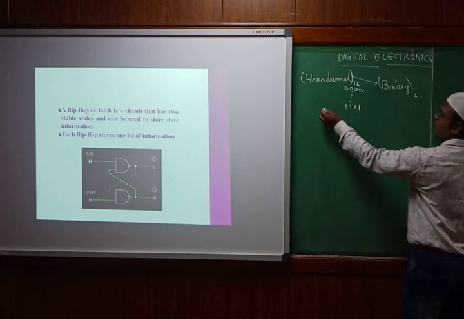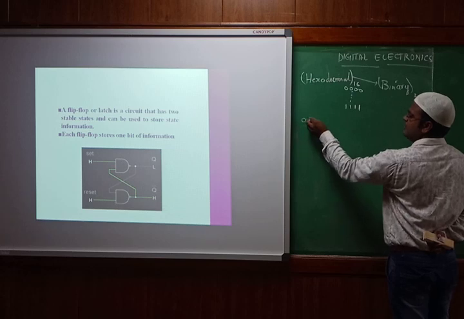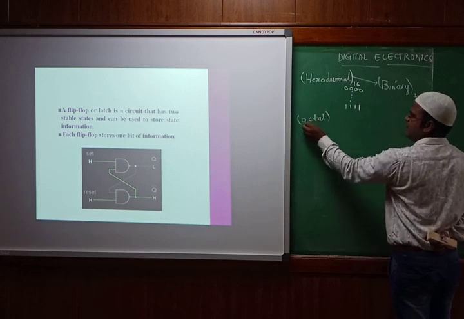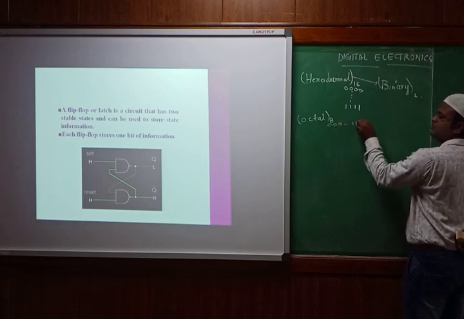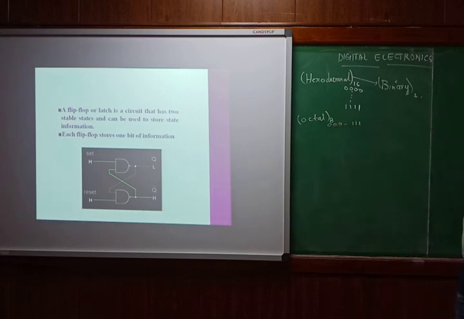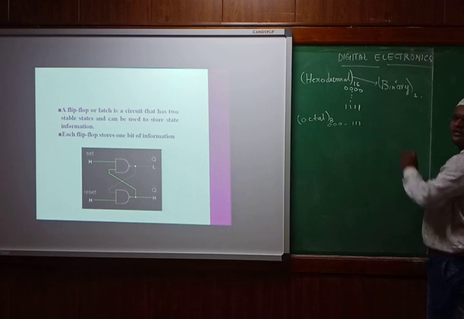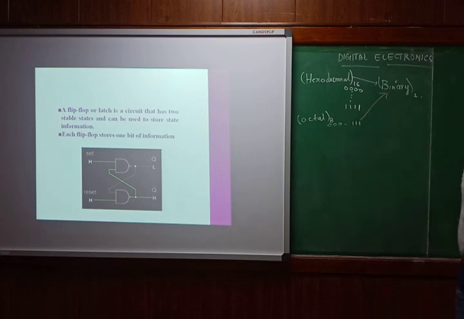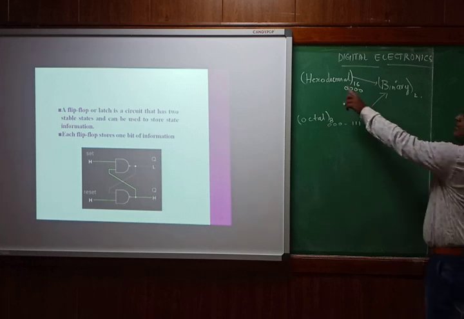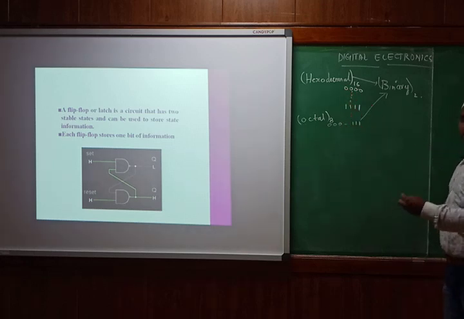Similarly, in the next one, what have we seen? We have seen the octal system. Octal has the base 8. 8 means it has 0, 0, 0 to a max of 1, 1, 1, because it is 0 to 7. 7 means 4 plus 2 plus 1 is 7. That we have converted into binary form. This is hexadecimal and octal.